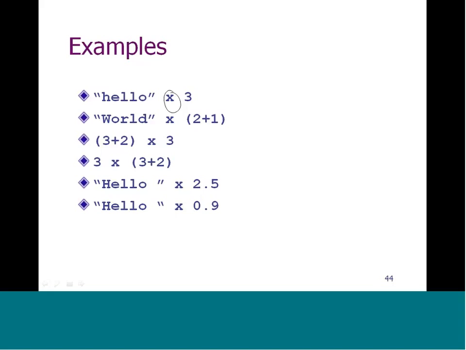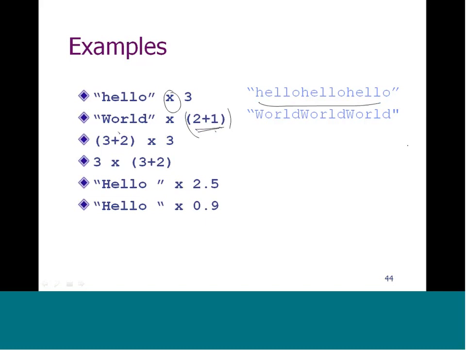So the x operator essentially multiplies that hello by 3, so you get this as the output. Then the word x 2 plus 1, where 2 plus 1 is in parentheses, prints out world world world. So the parentheses is actually operated first, so 2 plus 1 becomes 3, and then 3 times world is essentially the same.